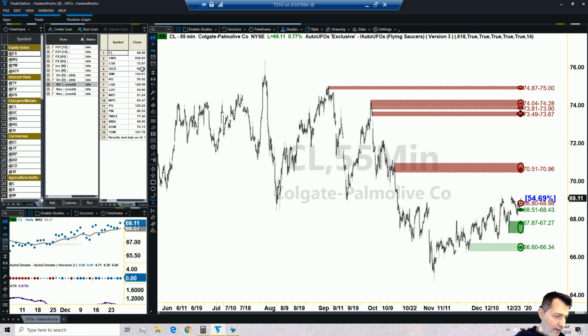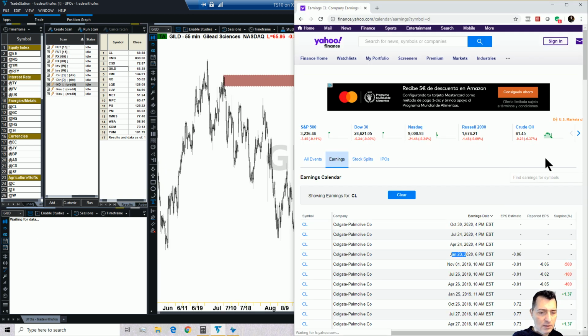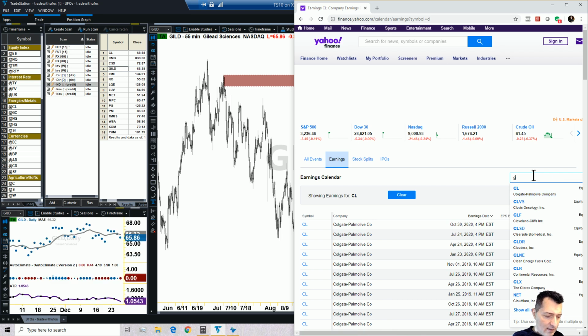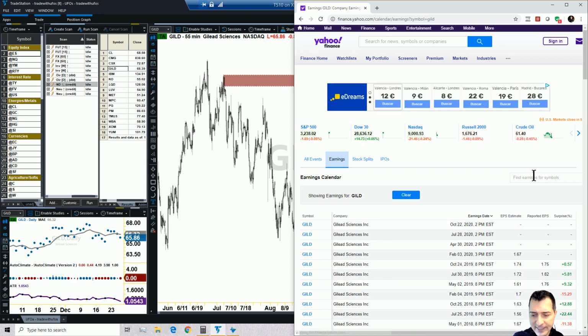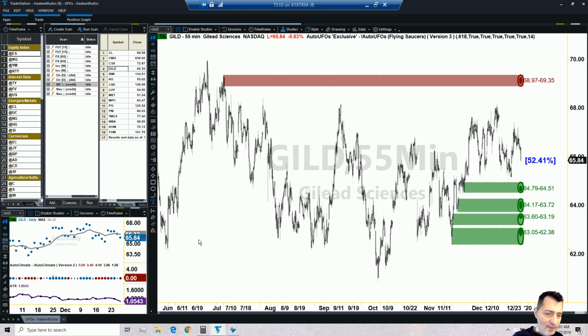CSX, we looked at it already. We can look at GILD. So this is a patience game, isn't it? The job of a trader, as we always say, is to say no more often than yes. That's how we add probability to what we do. So February 3 for Gilead Sciences. We got a bunch of green UFOs below.